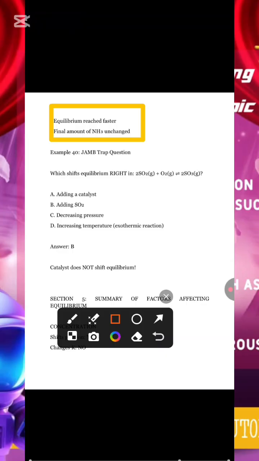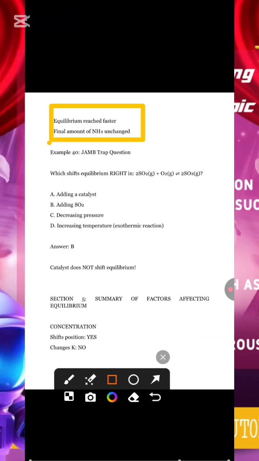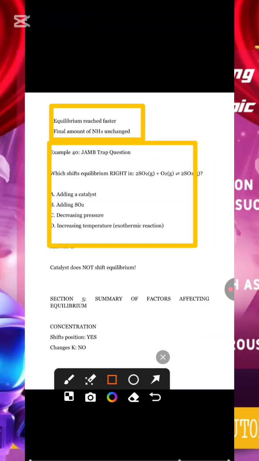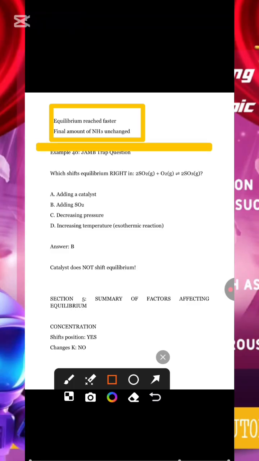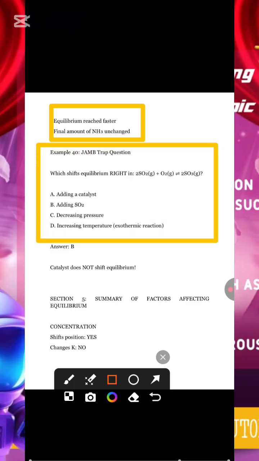Now let's look at this example 40. This is the kind of question that JAMB will give you. Not only JAMB, but POST-UTME too, especially if you are going to schools like UNIBEN, UI and the rest. Now, look at the question. It says, which of the options shifts equilibrium towards the right for this particular equation right here? So which of these options will shift the equilibrium towards the right?